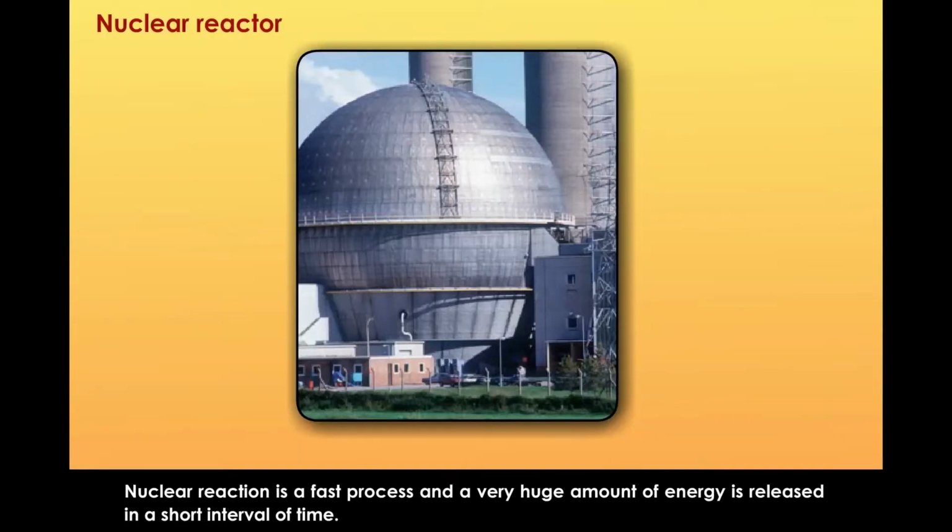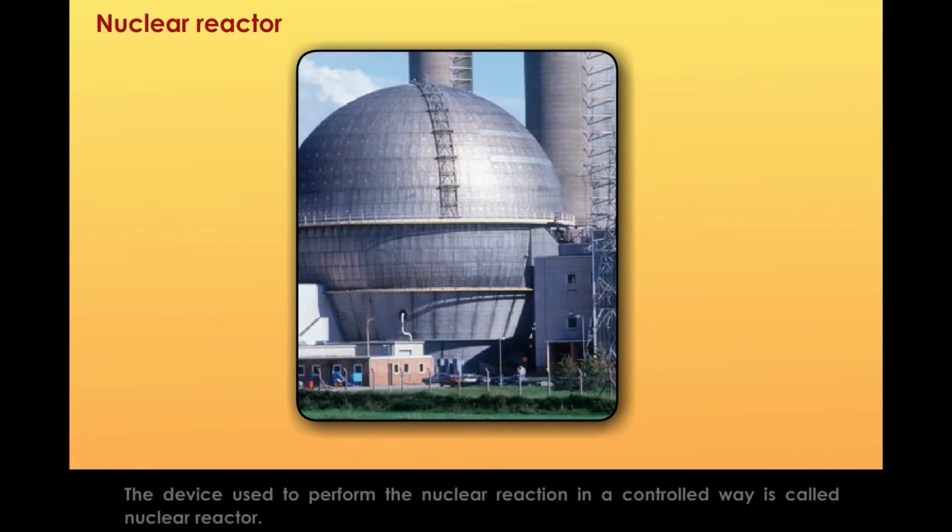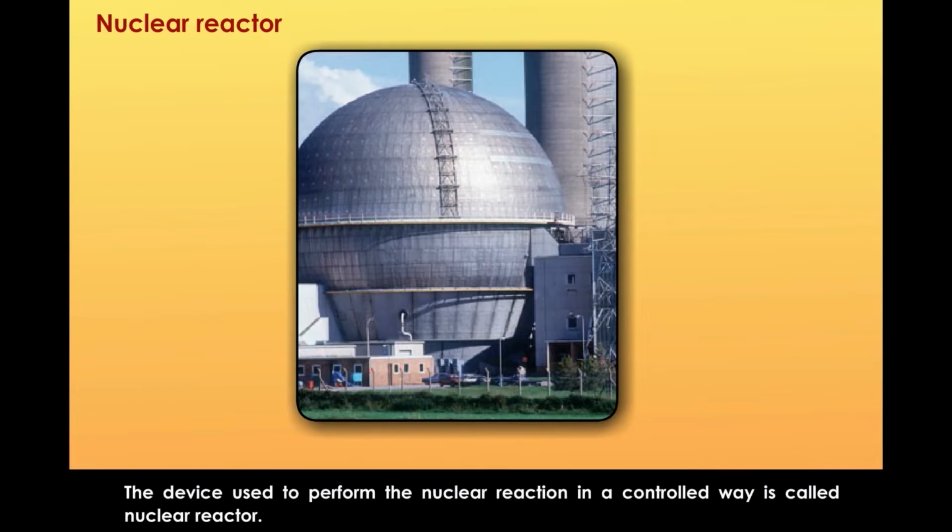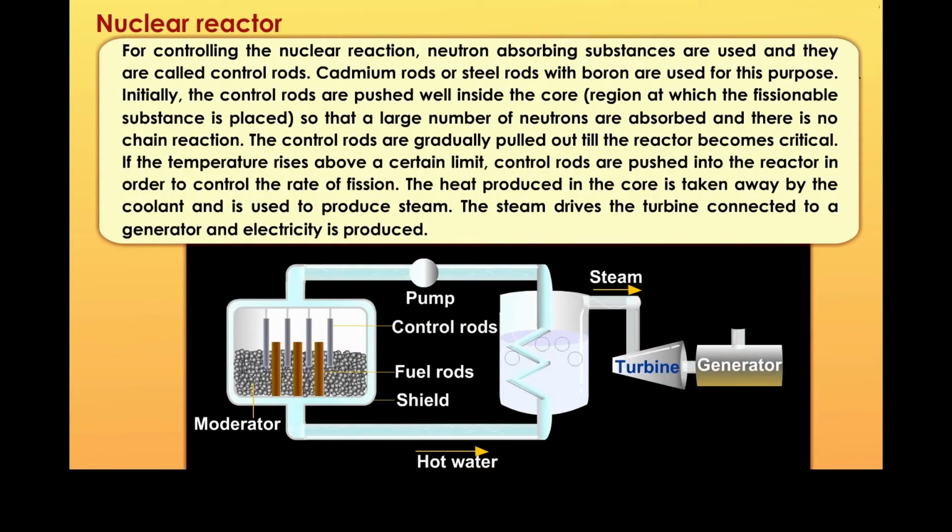Nuclear reactor. Nuclear reaction is a fast process and a very huge amount of energy is released in a short interval of time. The device used to perform the nuclear reaction in a controlled way is called a nuclear reactor. For controlling the nuclear reaction, neutron-absorbing substances are used and they are called control rods. Cadmium rods or steel rods with boron are used for this purpose.